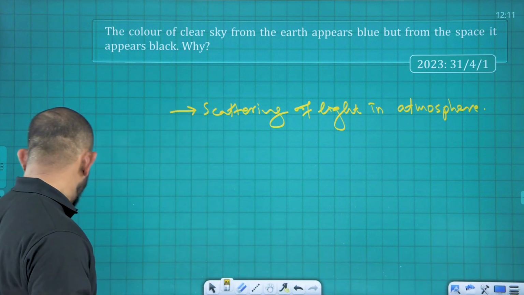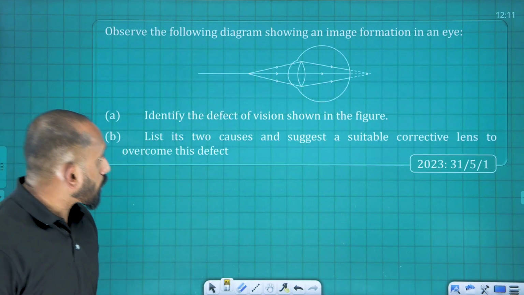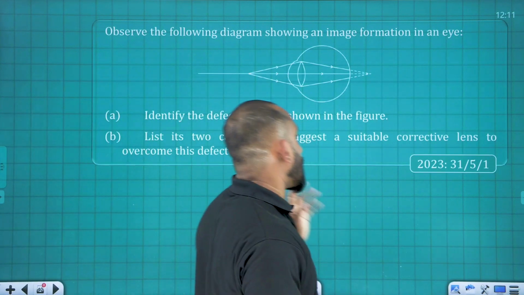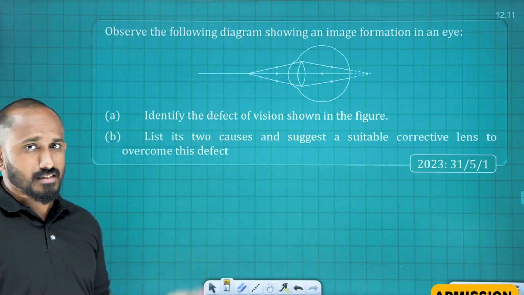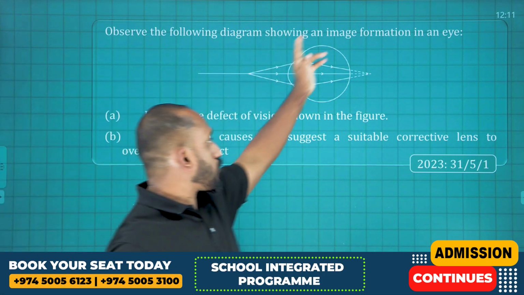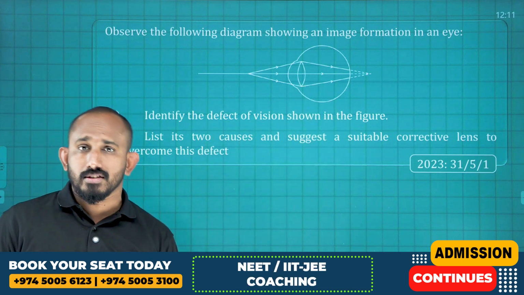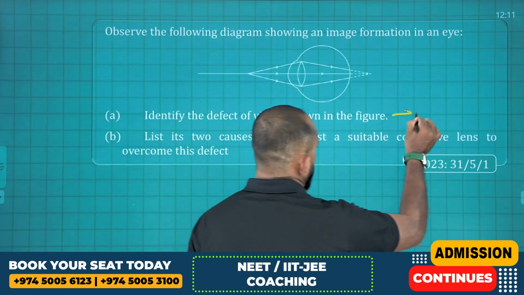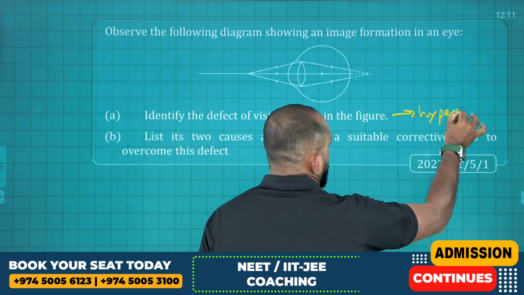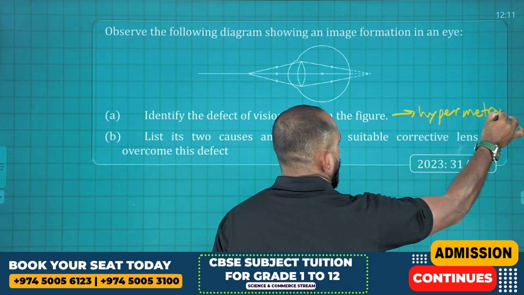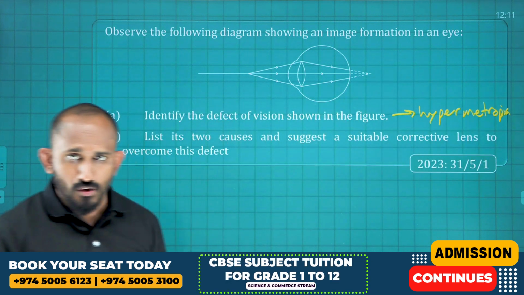Let's see the next question. Observe the following diagram showing an image formation in an eye. See, another region is asking the same question. See, here the image is formed behind the retina. So identify the defect of vision shown in the figure. Which one is it? It is hypermetropia. We've done it already in another way.